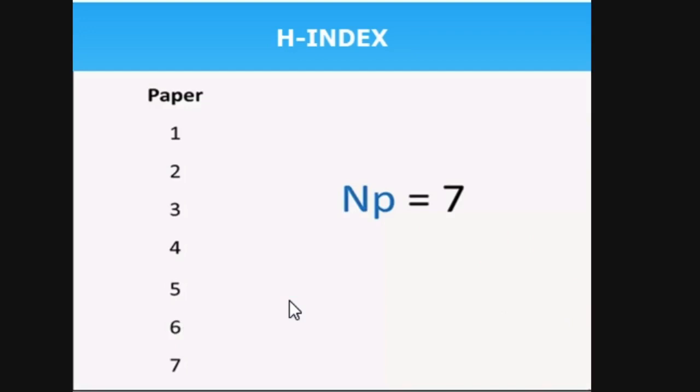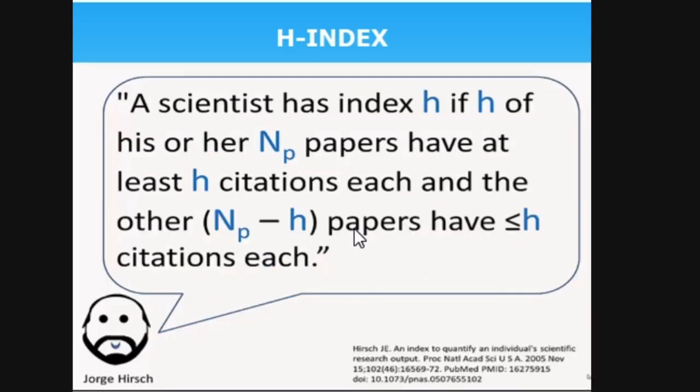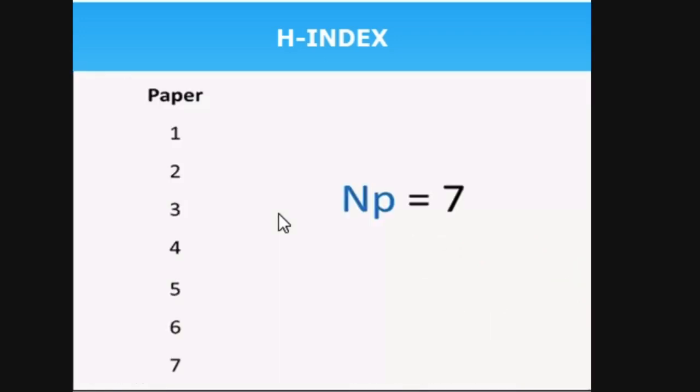Let us take one author, we'll call her Sheila. The author Sheila has 7 papers. She has published 7 papers, so the NP is 7. The number of papers is 7.